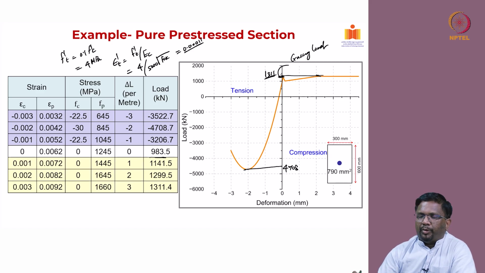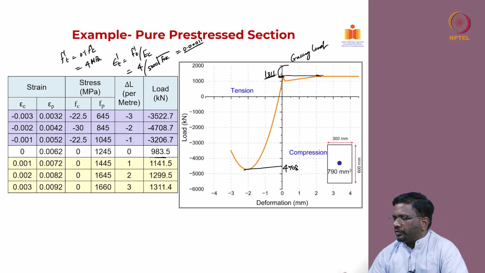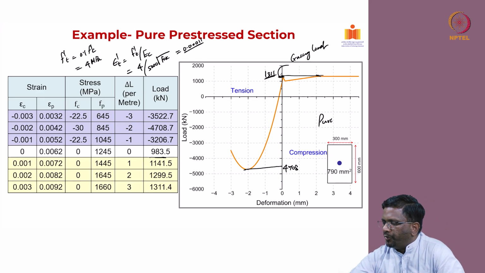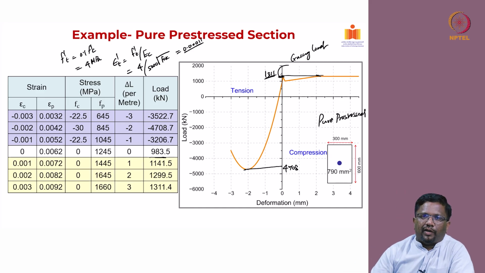Okay. So, there will be a drop and then there will be load resistance like this. So, this is the way you get your entire load deformation curve for a pure pre-stress section. So, this is again a pure pre-stress. So, what is the meaning of pure pre-stress section? We see that this section is not having any non-prestressed steel, it is having only pre-stressing steel. That is why we call this section a pure pre-stress section.